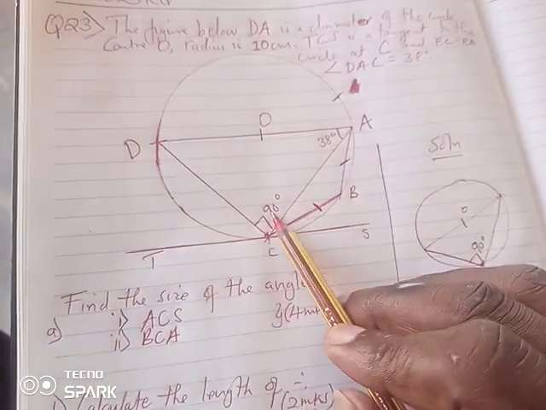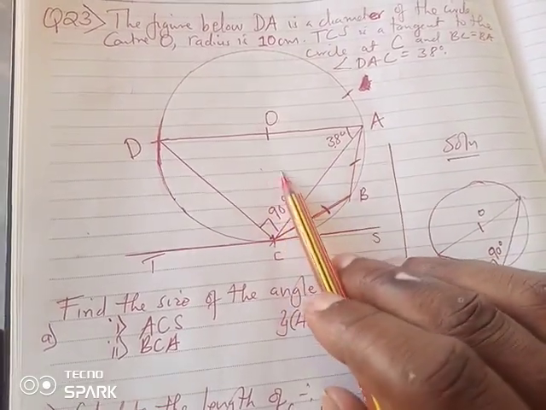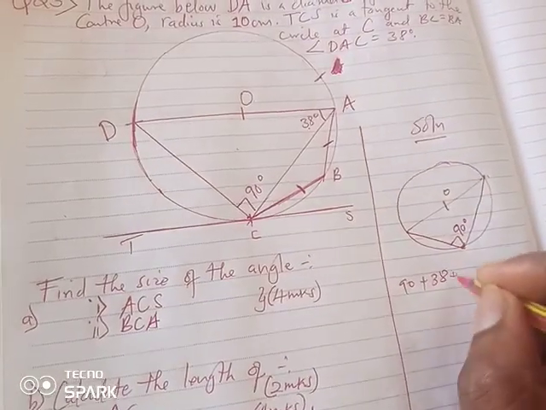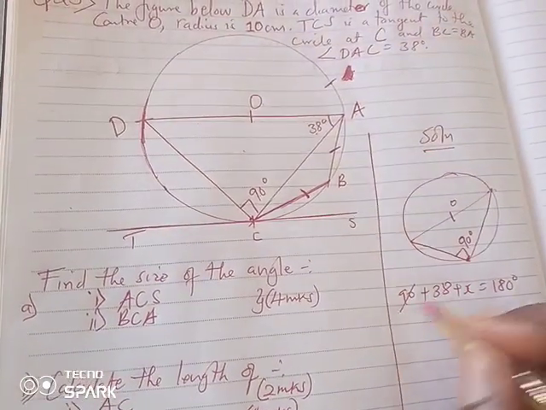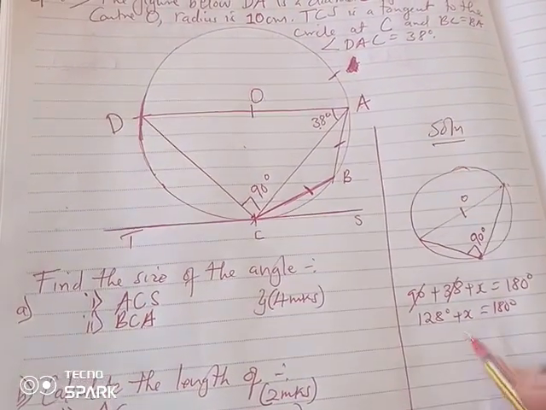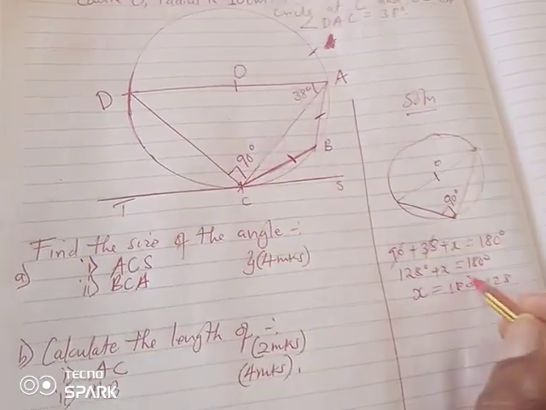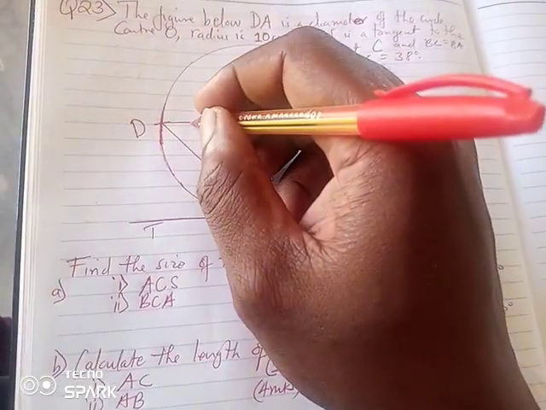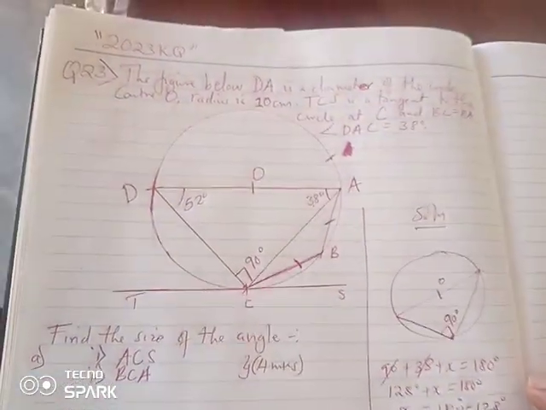So this opens another way for us. Immediately we see 90 and 38. We know the angle sum of a triangle should add up to 180 degrees. So 90 plus 38 plus x should be 180 degrees, and therefore 128 plus x is 180. Collecting like terms, I will have 180 minus 128, then finally the remainder becomes 52. So our angle here is 52 degrees. I hope we are together.